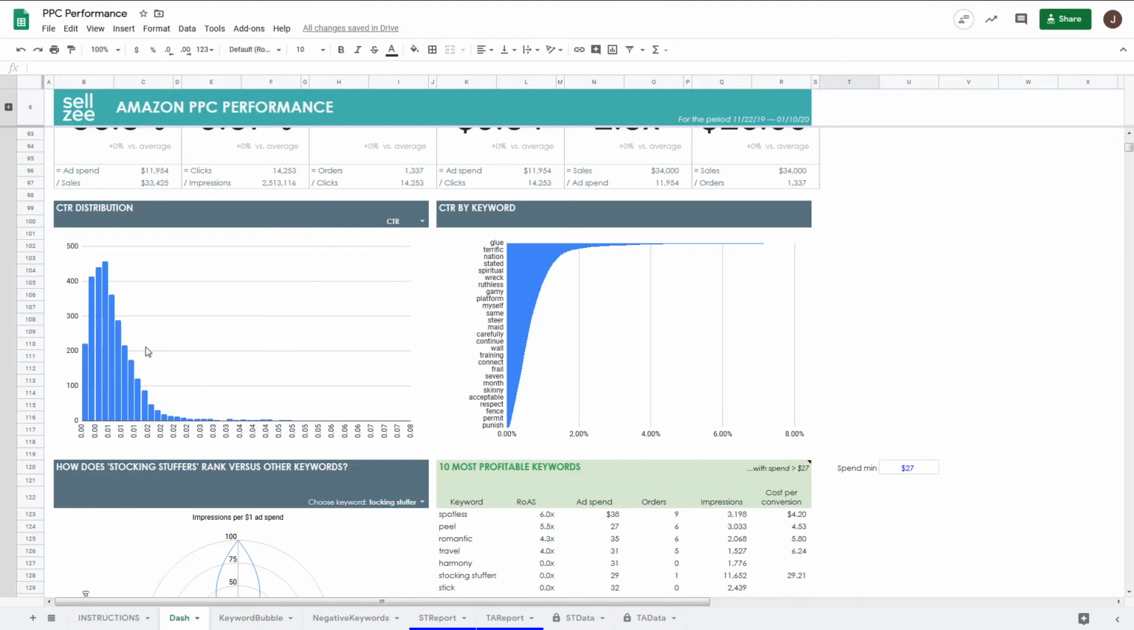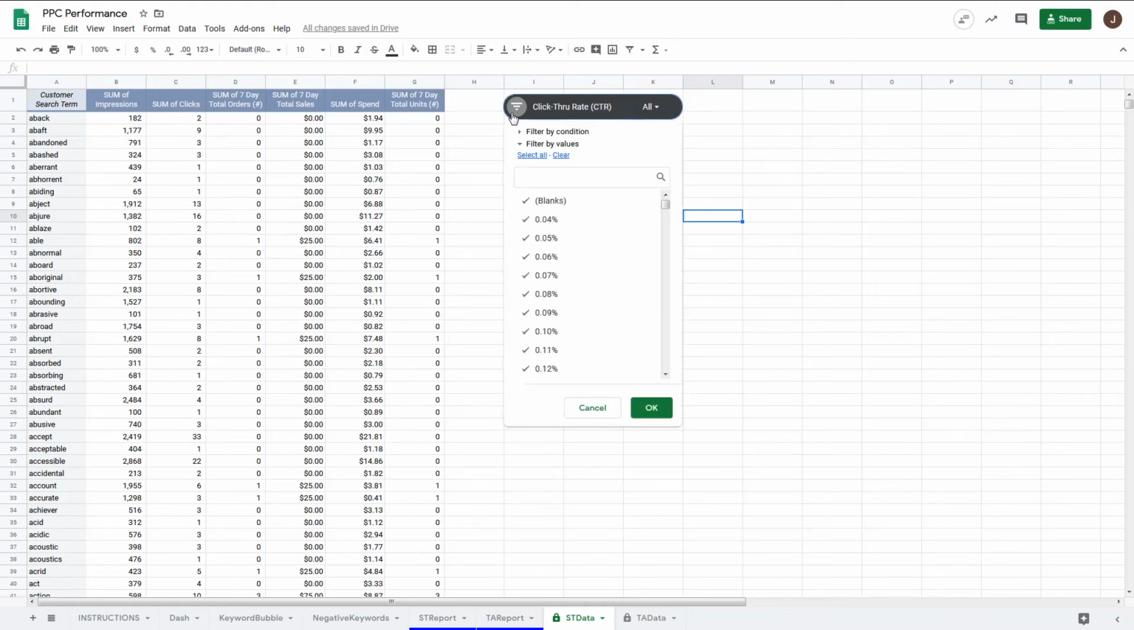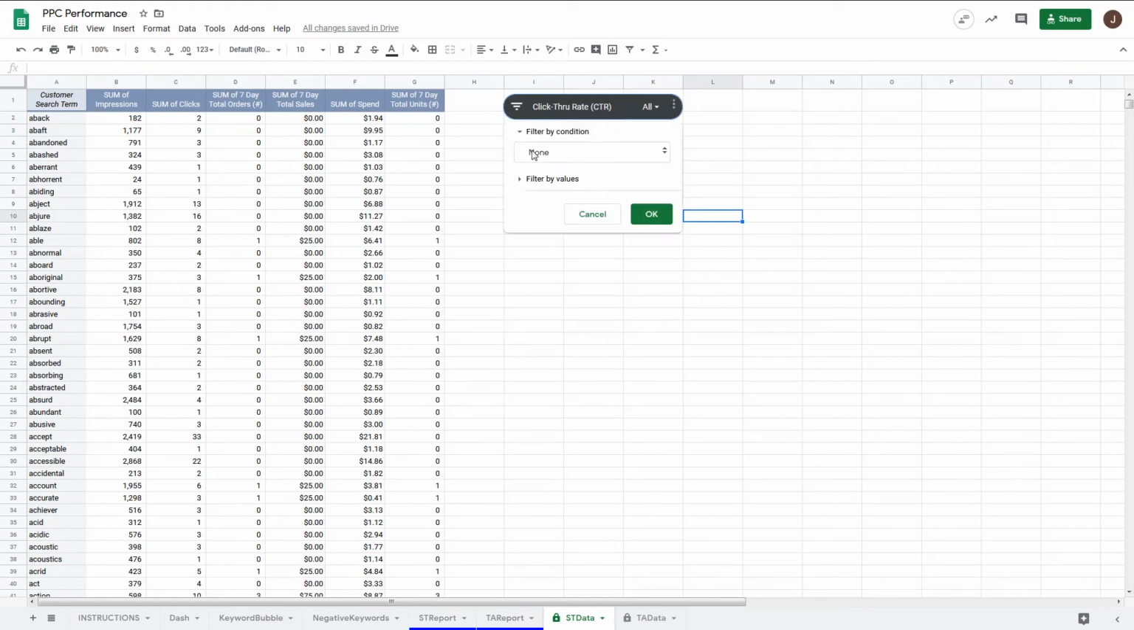So your average CTR, if you remember, was about 0.56%. So maybe you want to see all the keywords that are lower than the average. So if you hop over here to this tab, which is where your data is being pulled in and cleaned up from the search term report, you can use this filter control here and set it to only show the keywords where the CTR is less than, let's do less than 0.005, which is just 0.5%.